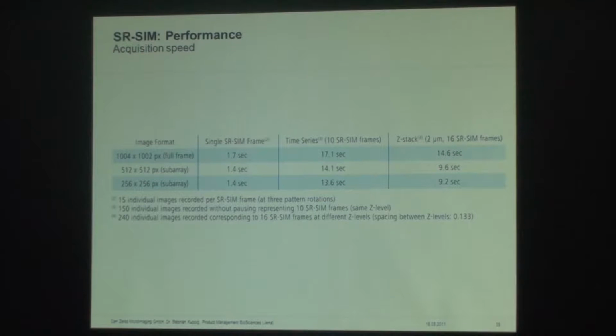But for static samples, even for example the mitochondria you saw in the videos from Peter, and I do have some videos of mitochondria, if the movement is not that fast, you can reasonably get a decent super resolution image. When you do a time series, approximately 250 individual images of 16 super resolution frames at different Z levels can be obtained with the full frame in 14 seconds.